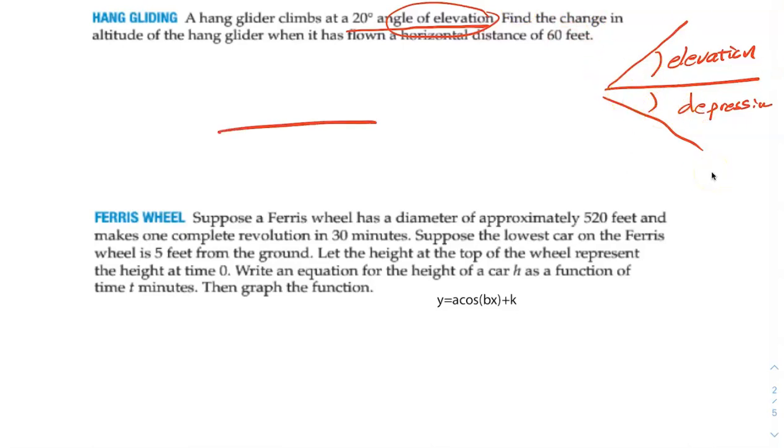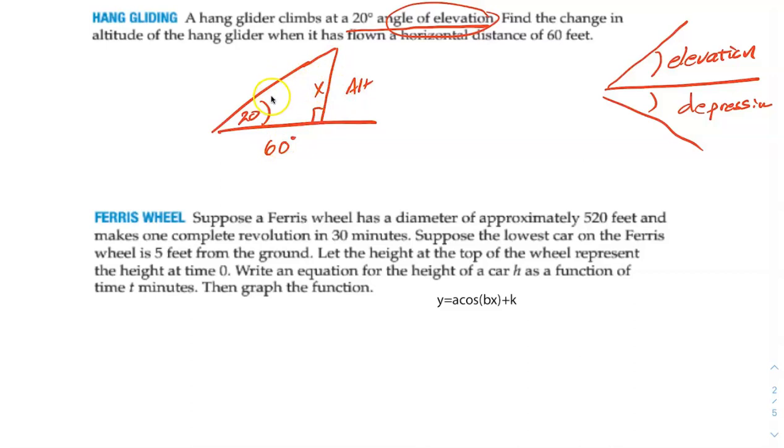So here we have angle of elevation, draw a straight line. Here's 20 degrees, go up to elevation. Find the change in altitude. Altitude is a right angle, so when you go straight down, that's the altitude. So altitude always should have a right angle. And of the hang glider when it has flown a horizontal distance of 60 feet. So horizontal is left and right, so this right here would be 60 feet. And we're looking for this guy.